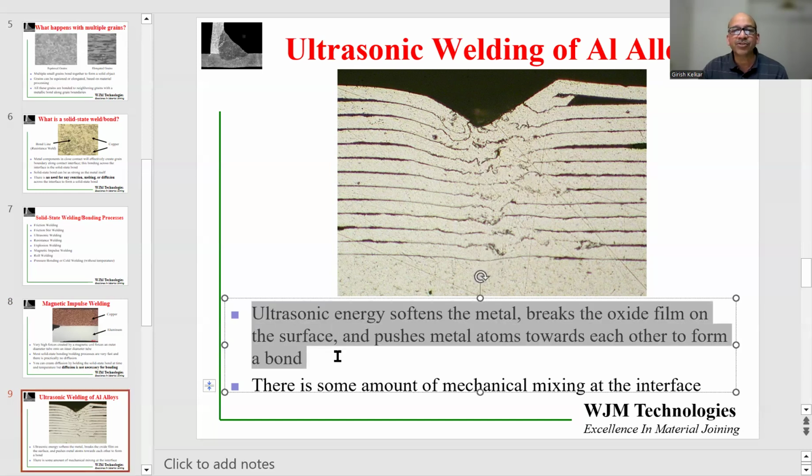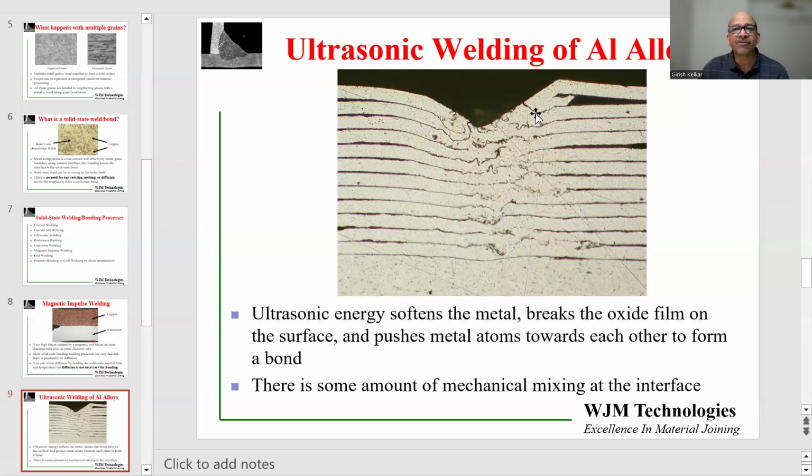The ultrasonic energy softens the metal, and in that process, with the application of force, breaks the oxide film. Aluminum has a thin, naturally occurring oxide film on the surface, but you don't need to remove that film completely. A very thin, naturally occurring oxide is acceptable for ultrasonic welding, because the ultrasonic energy softens the metal, and when you push it, it changes the shape of the foil locally, breaks the oxide film, and exposes fresh metal on either side to form a bond. So there is some amount of mechanical mixing at the interface. As you can see, the interface looks disturbed.